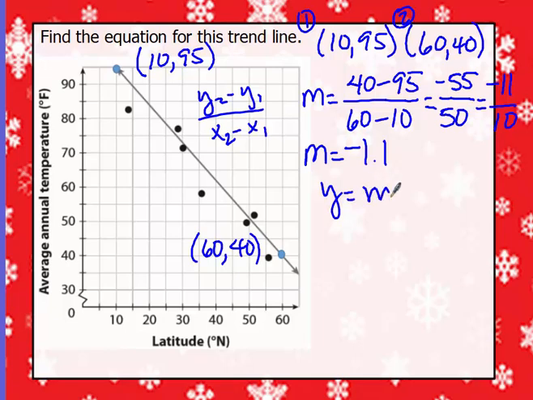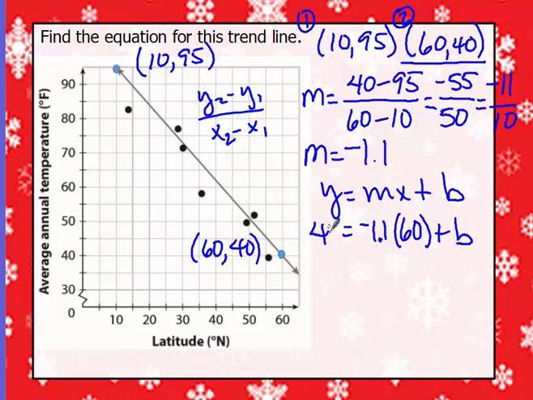Y is equal to mx plus b, and now I need to plug in some values to find b. So I'm going to take my slope, I'll plug that into my m value, and I'm going to multiply that by one of my x values in my points. And I'm going to choose this point right here because both of those have 0 numbers, so I'm going to choose that one. So I'm going to take my x value of 60, plug that in, take my y value and plug it into the y spot. Now I evaluate. So 40 equals, now if you were to type this into your calculator, you're going to get negative 66 plus b. Now I need to solve for b.